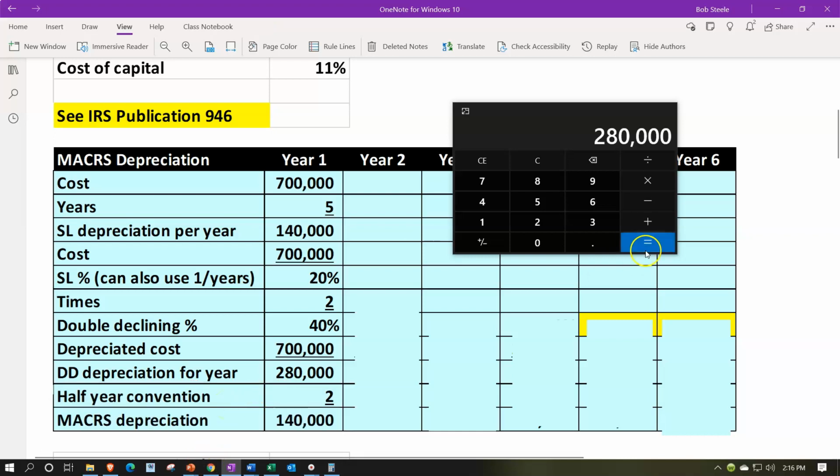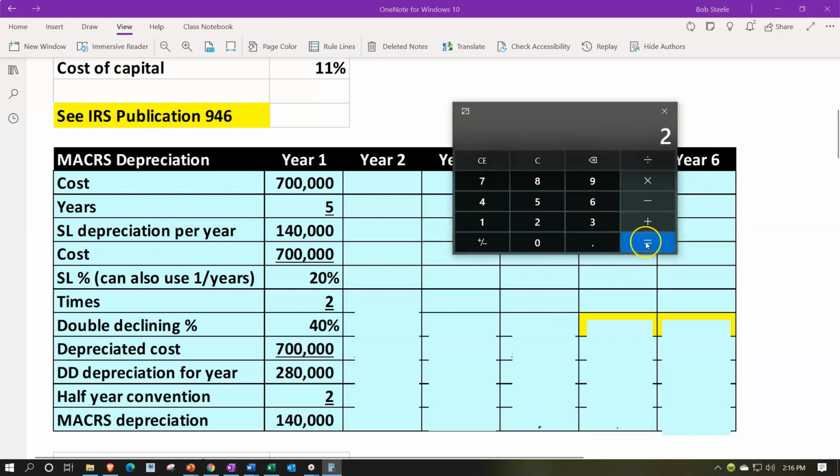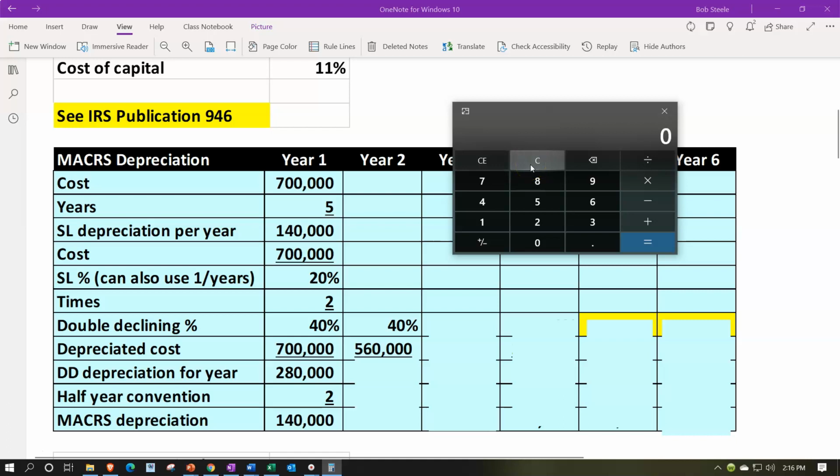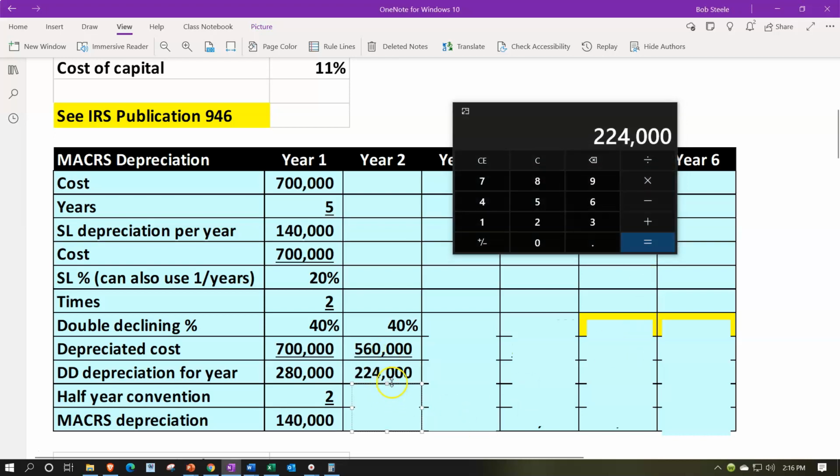So if we take that 280,000 and divide it by 2, since we have 6 months of depreciation, we're at the 140,000. That 140,000 is the same as the straight line amount, but they are different because it's not straight line. It's double declining balance half-year convention. That's important because if you go into year 2 with straight line, it'll be wrong. So year 2, we take that same 40% double declining rate times the cost minus the accumulated depreciation, which is 700,000 minus 140,000. That gives us 560,000 times 0.4, which gives us 224,000. There is no half-year convention, so that would be the depreciation for year 2.